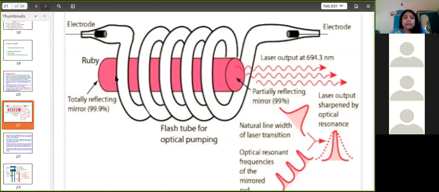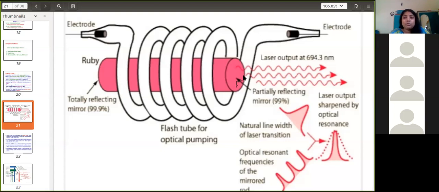Now we have to make it directional, and we make it directional by two mirrors. One is partially reflecting mirror, one is totally reflecting mirror. These mirrors make the photons go to and fro along the axis of the crystal, axis of the ruby crystal. And all the photons which go in other directions are emitted by the surface of this ruby crystal. Only the photons which move along the direction of the axis of the crystal stay inside the medium.